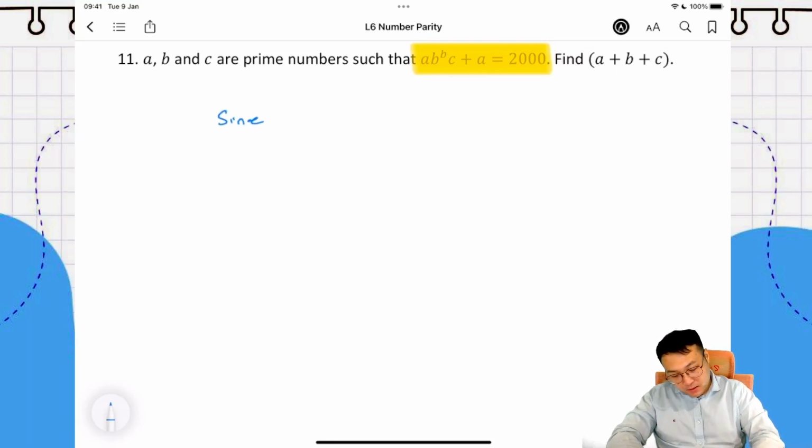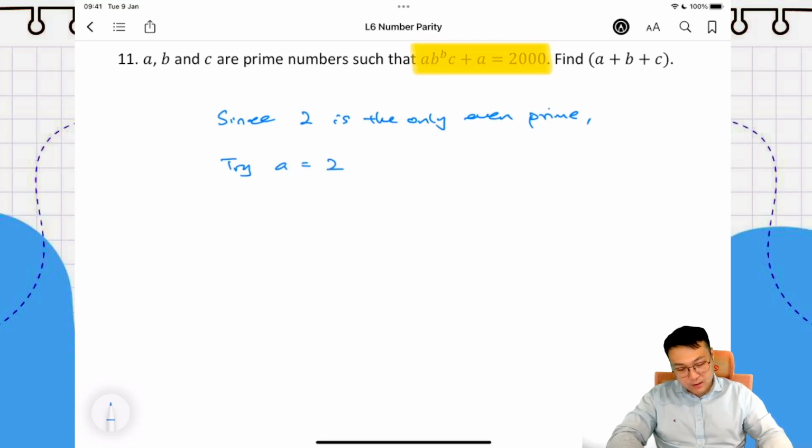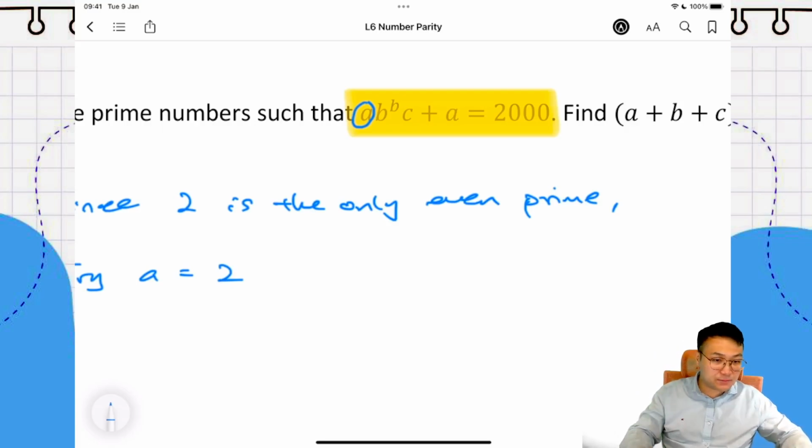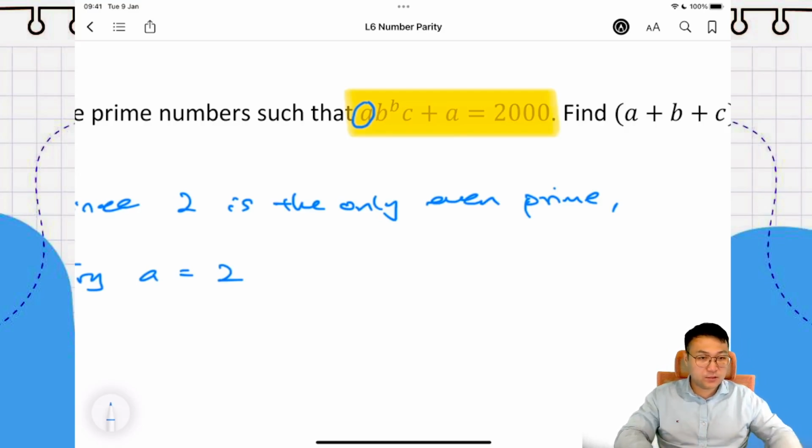Since 2 is the only even prime number, let us do a test. Okay, let's try A equals 2. Now, why do you think I'm trying A equals 2? You look here. When we have A being an even number multiplied by 2, okay, let's say A is an even number. Then B and C must be odd or must be even. What do you think, Peter?